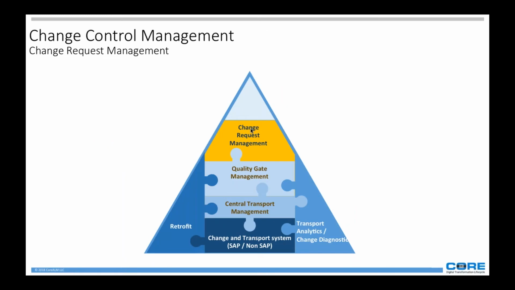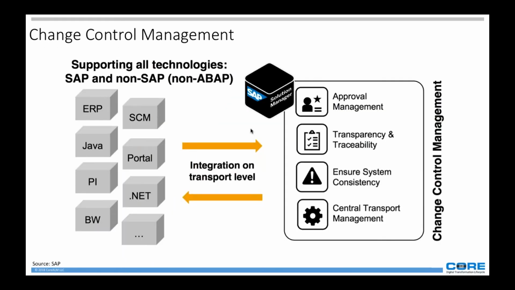Then when it comes to change request management, Charm supports all the different types of systems out there. This is just an example. We support SAP products and non-SAP products. There's CTS Plus, which is the next slide. But you can see here there's ERP, Java, PI, BW, .NET, Portal, SCM, and as SAP goes on, we just see the supportability increasing. And that's the great thing about SAP.